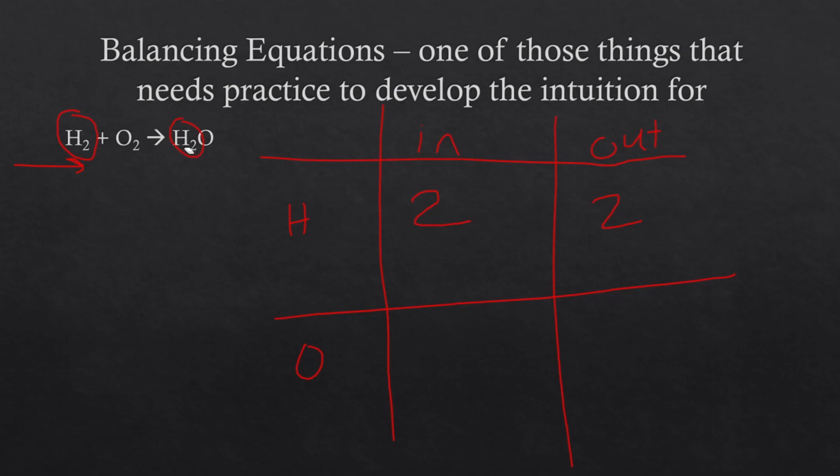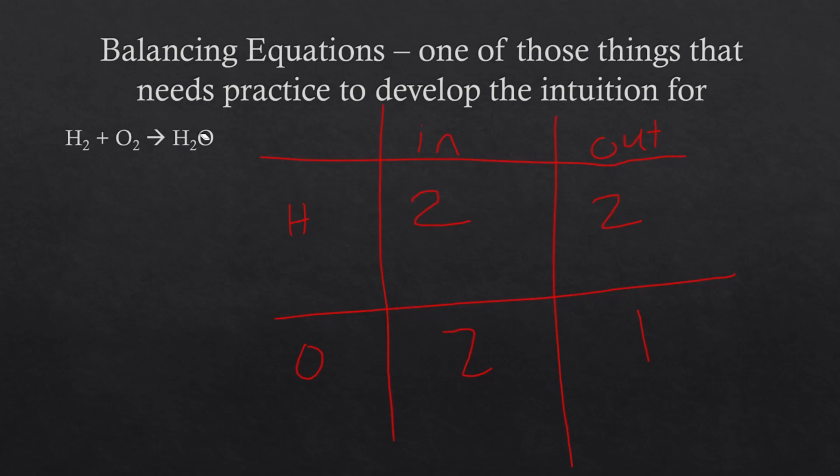All right. That's good. Great. Now let's move on to the oxygen, because if we have 2 in, 2 out, that's balanced. I have 2 oxygen going in, but I only have, let's see, 1 oxygen going out. So immediately I say, okay, this equation is not balanced and we need to do something to this.